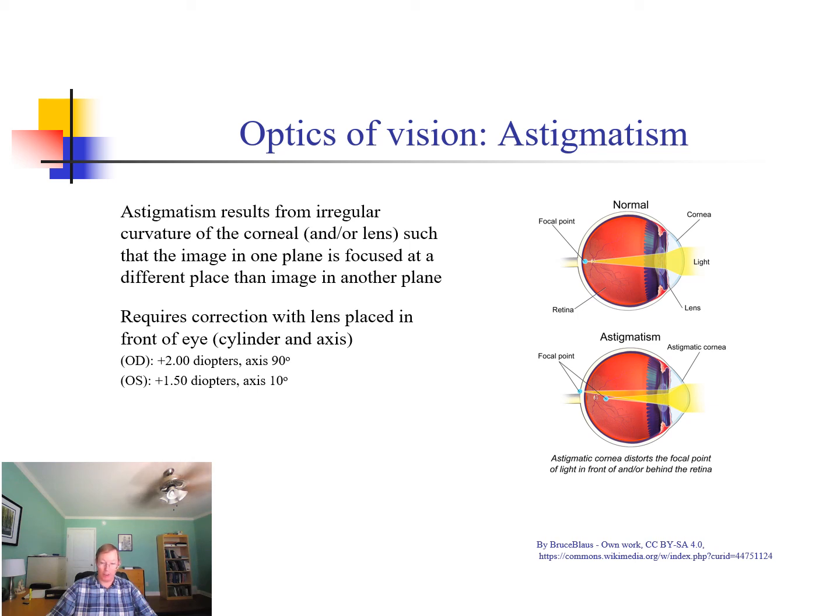Is it 40 degrees? Where is that? And that is then given by the prescription of cylinder and axis, it'll say. So in this case, +2 diopters on the right eye at an axis of 90 degrees or 1.5 on the left, an axis of 10 degrees, to be able to put both of those focal points back on the fovea.